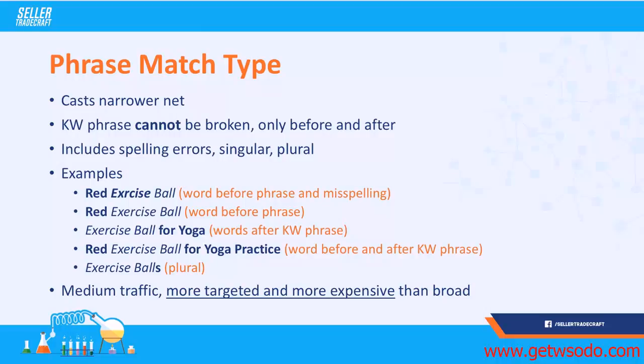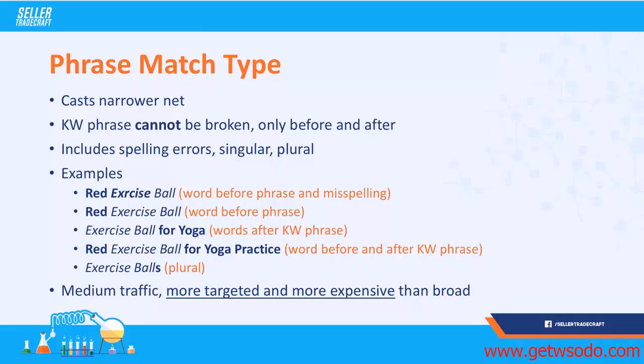So red XR size ball. So XR size ball is the original keyword phrase, but in this situation, we have a misspelling of exercise, which would still be included in phrase and also included in broad. And we also have red, which is before.